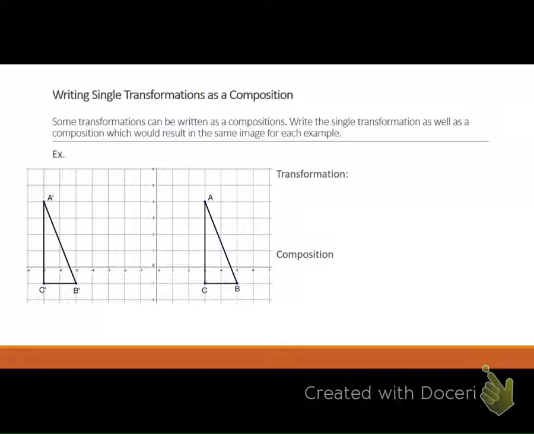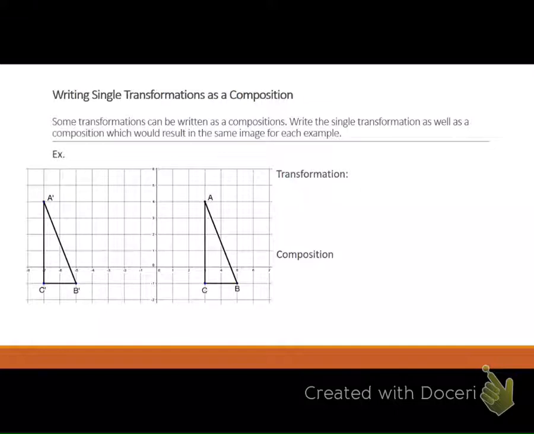So what is the single transformation that could result in this? First of all, tell me which one is the pre-image and which one is the image. Is the left one or the right one the pre-image? The right. Why is the right one the pre-image? It doesn't have those marks on it. Very good. So we're trying to move this triangle over to this triangle, right?